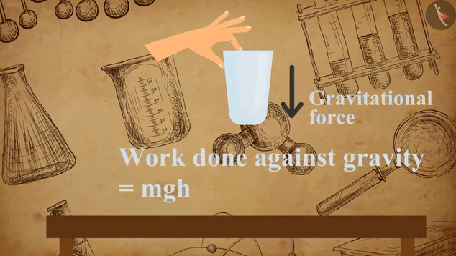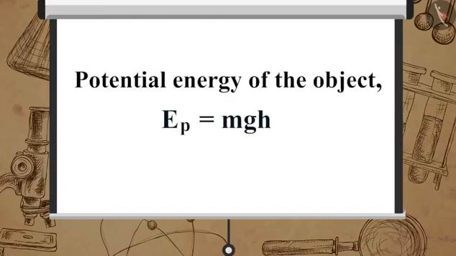As the work done on the object against gravity is mgh, the energy gained by the object is mgh, which is the potential energy of the object. Therefore, the potential energy of the object, EP, is equal to mgh.